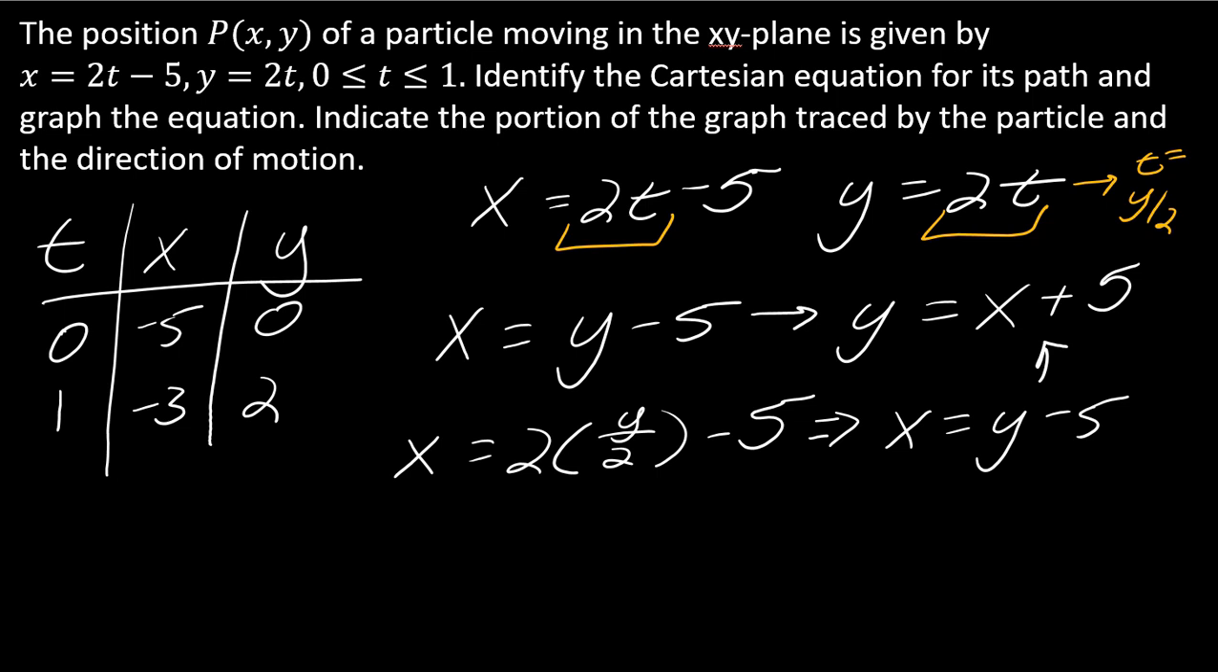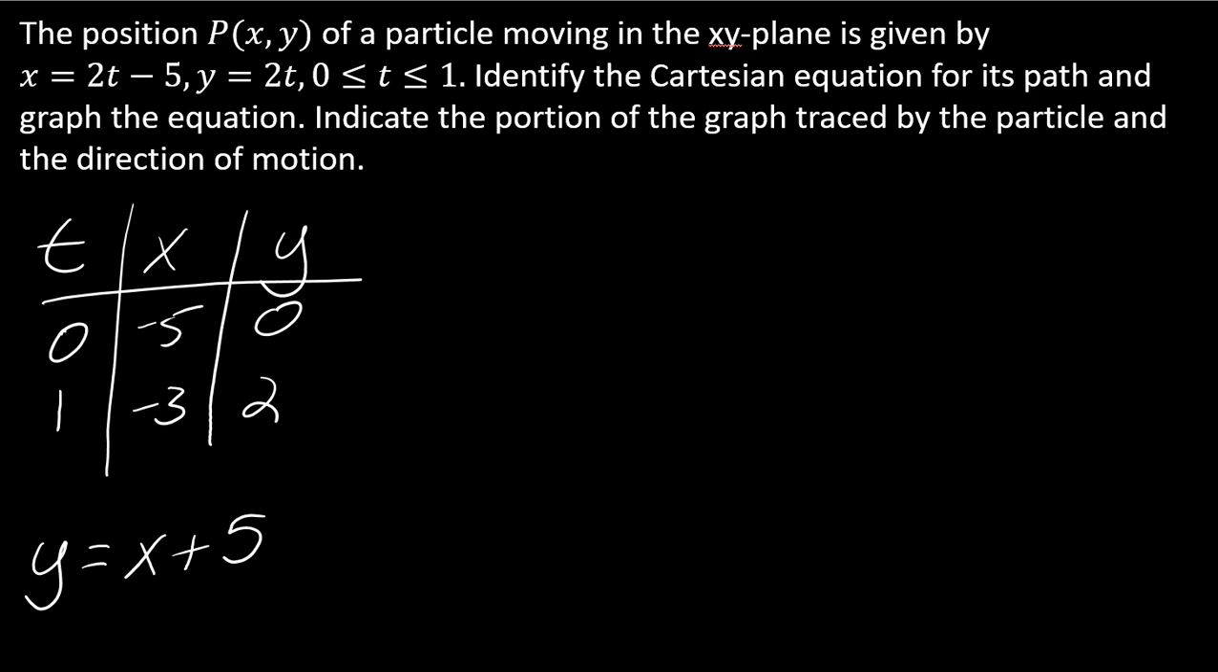Okay, so at the end of the day, the Cartesian equation in terms of just x and y is going to be y equals x plus 5. So now I've got my start and stop. I've got my Cartesian equation, so we can go ahead and graph this. So I'll make a little space. And the 2 points that I want to make sure that I have are the ones here. So negative 5, 0, and negative 3, 2.